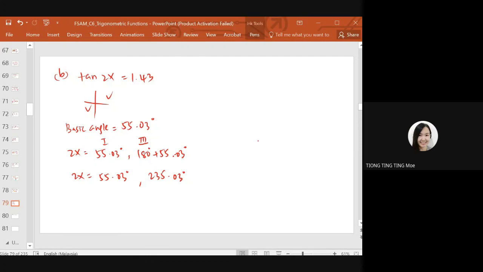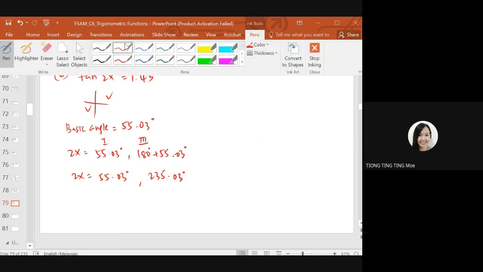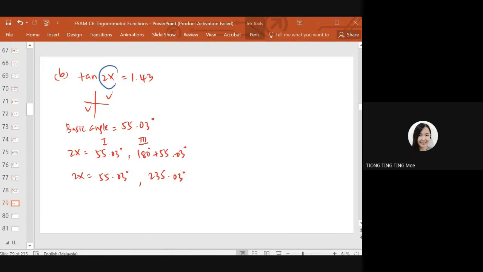Okay, everyone listen. Here there is a mistake. What is the mistake here? Students always forget here. Everyone pay attention. Here means 2 circles. 2x means 2 circles. 1 time, 2 times. So the first and second, 1 and third.